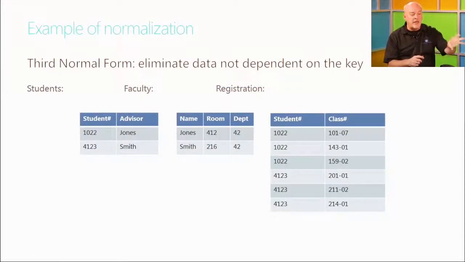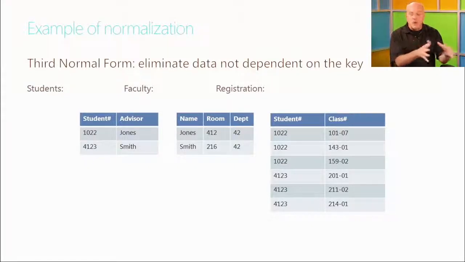Now we're going to have our student, which is 1022, and their advisor is Jones. Now, I want to figure out where Jones is, where the room number is for Jones. I'm going to jump over to the table called faculty, and that faculty table is going to have the room number, and also some additional information about Mr. Jones, and that's the department number that they belong to.